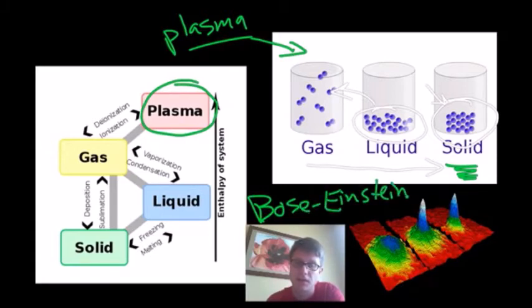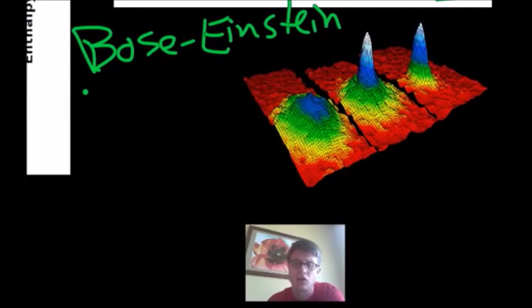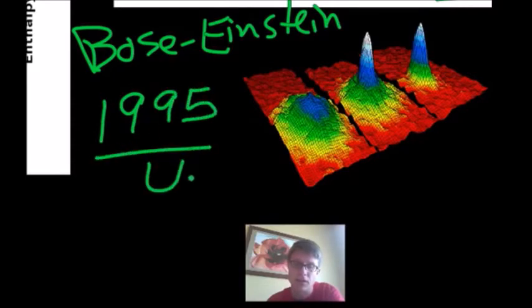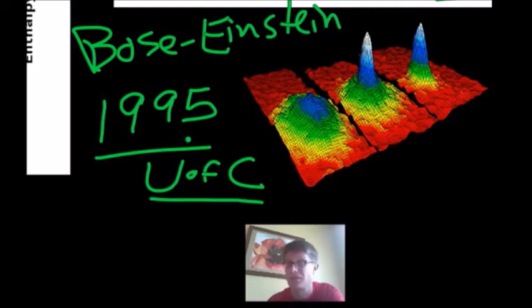Bose-Einstein condensate. And so it was predicted by these two scientists, Bose, who was Indian, and Einstein, who was German. And what they predicted is that when you really cool stuff down towards absolute zero, weird stuff is going to take over. And so this really wasn't tested until 1995. A couple of scientists at the University of Colorado actually were able to use lasers to cool stuff down towards near absolute zero. And what they found is that when you cool it down, the Heisenberg uncertainty principle takes over.